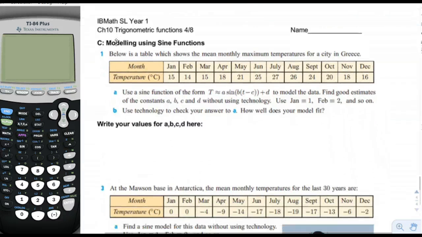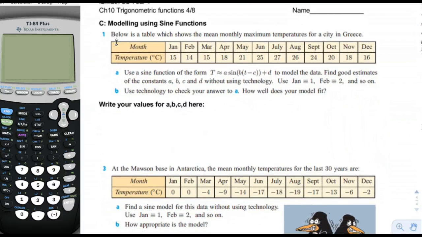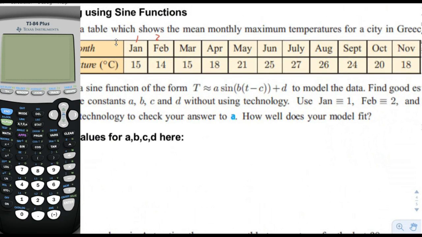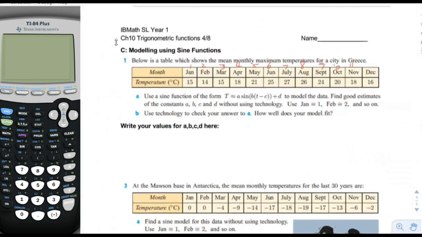Below is a table which shows the mean monthly maximum temperatures for a city in Greece. Use a sine function of the form t equals a sine b times t minus c plus d to model the data. Find good estimates of the constants a, b, c, and d without using technology. Use January is 1, February is 2, etc. So we'll make these into numbers, which is important so that we can actually make a graph of this. Okay. All right. There we have 1 through 12.